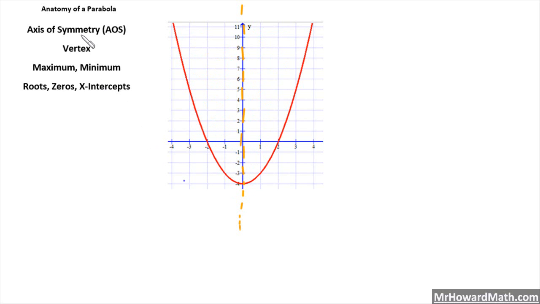The axis of symmetry is always denoted as a vertical line, and when we talked about lines, you know that vertical lines are described as x equals a number. So in this case, that's x equals 0. So x equals 0 is the equation for the axis of symmetry. We usually abbreviate that AOS. Okay, the axis of symmetry is very important that you understand the concept here.